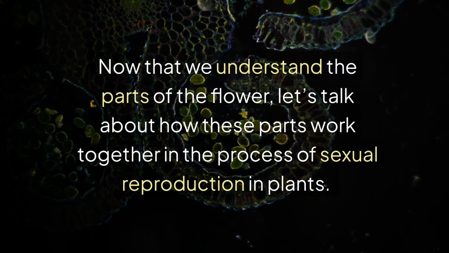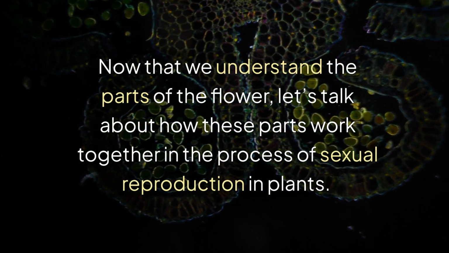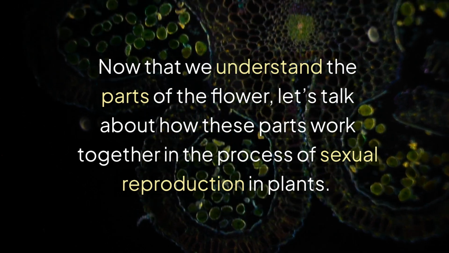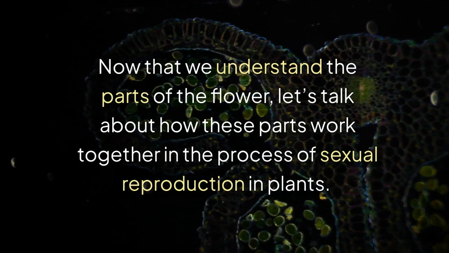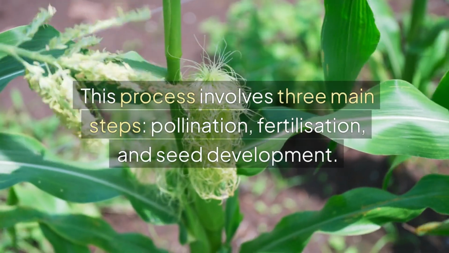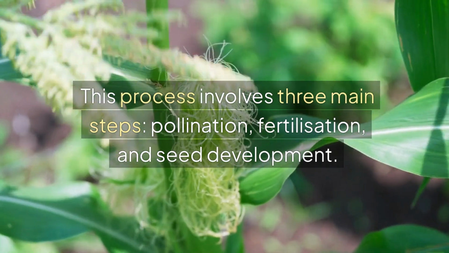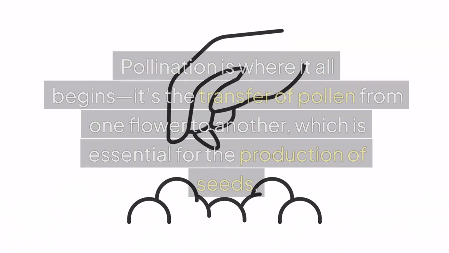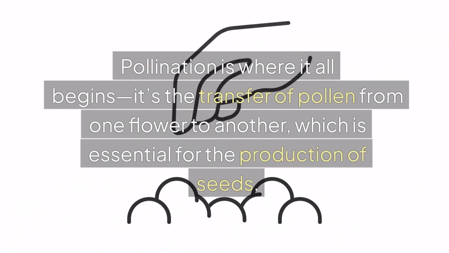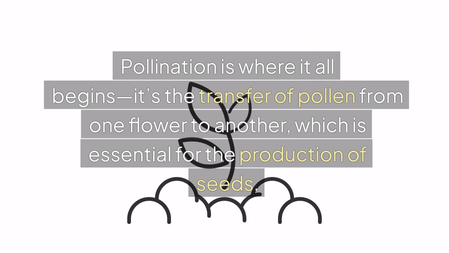Now that we understand the parts of the flower, let's talk about how these parts work together in the process of sexual reproduction in plants. This process involves three main steps: pollination, fertilization, and seed development. Pollination is where it all begins. It's the transfer of pollen from one flower to another, which is essential for the production of seeds.